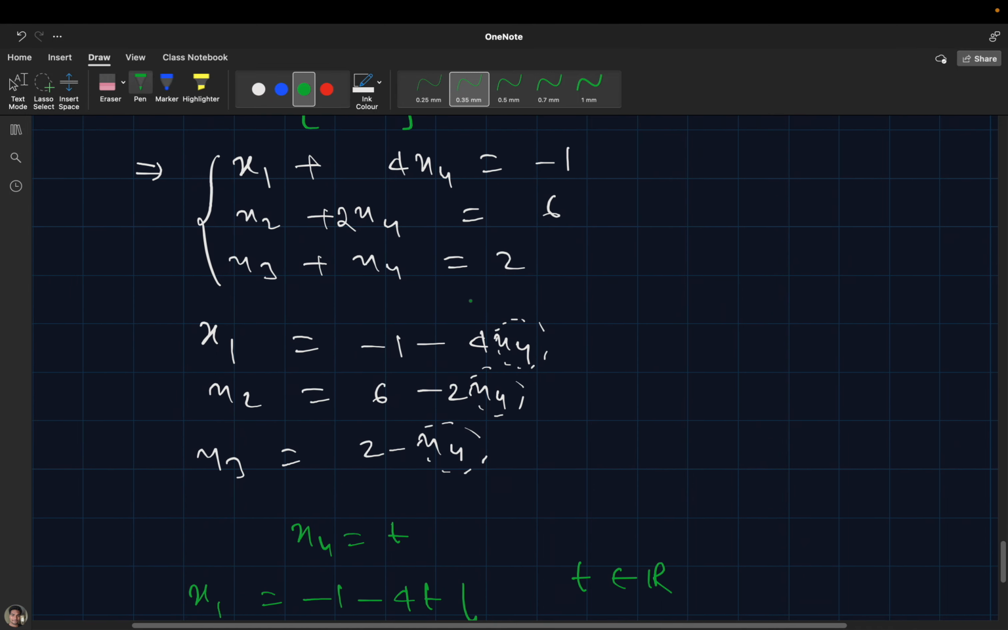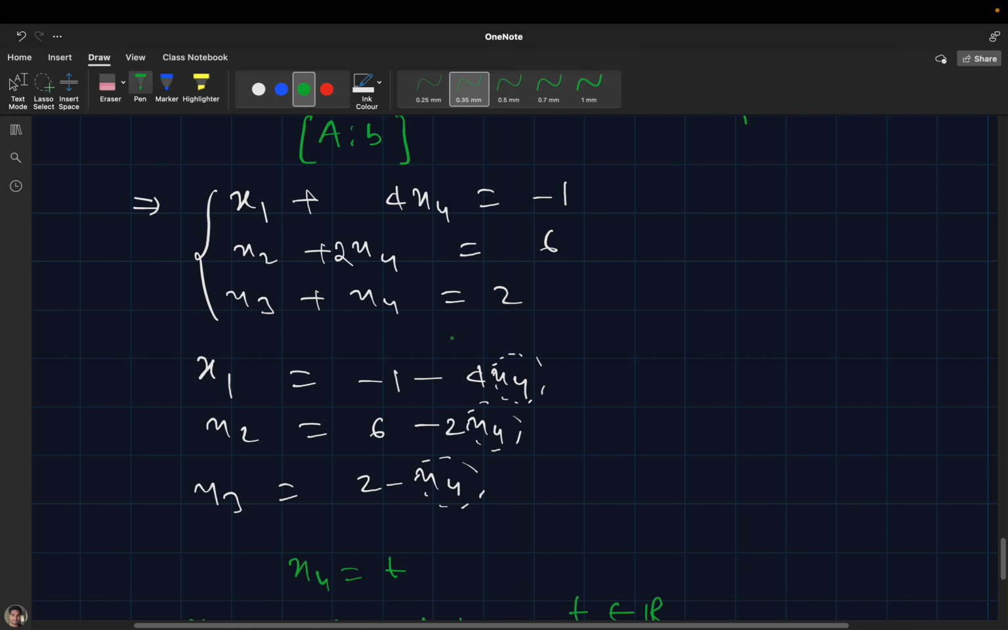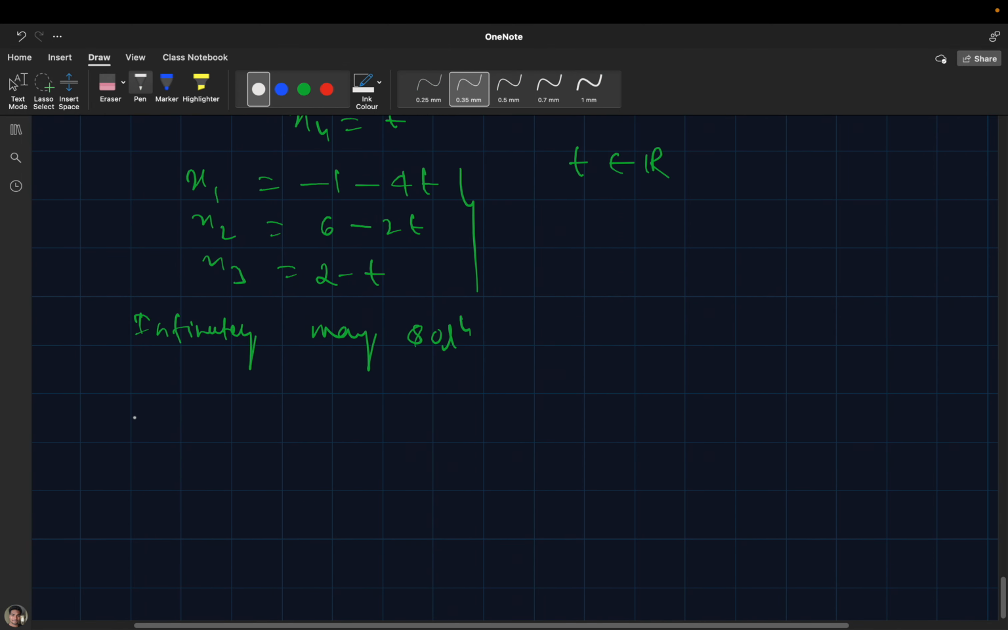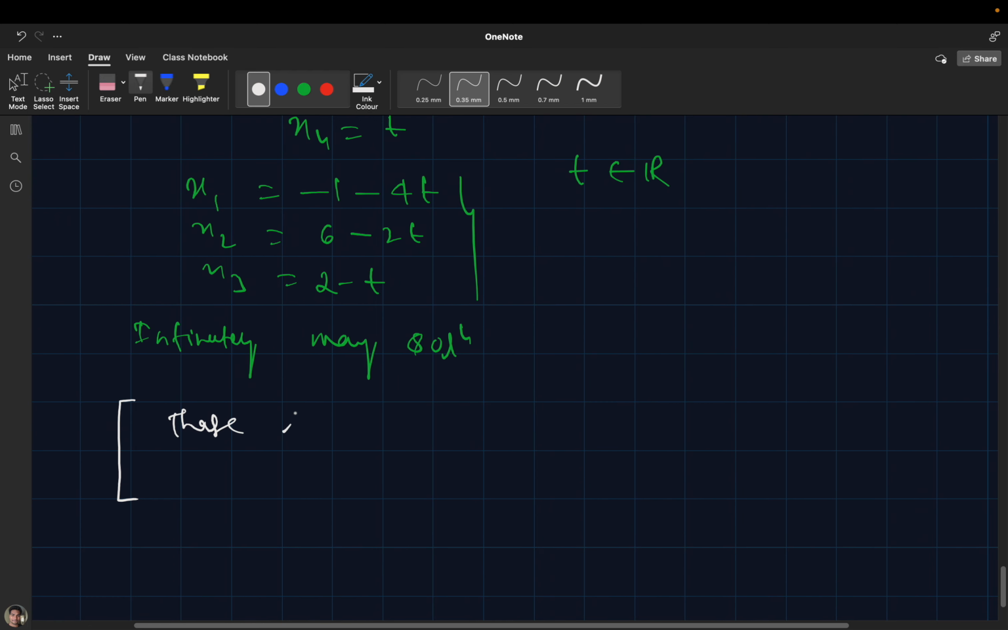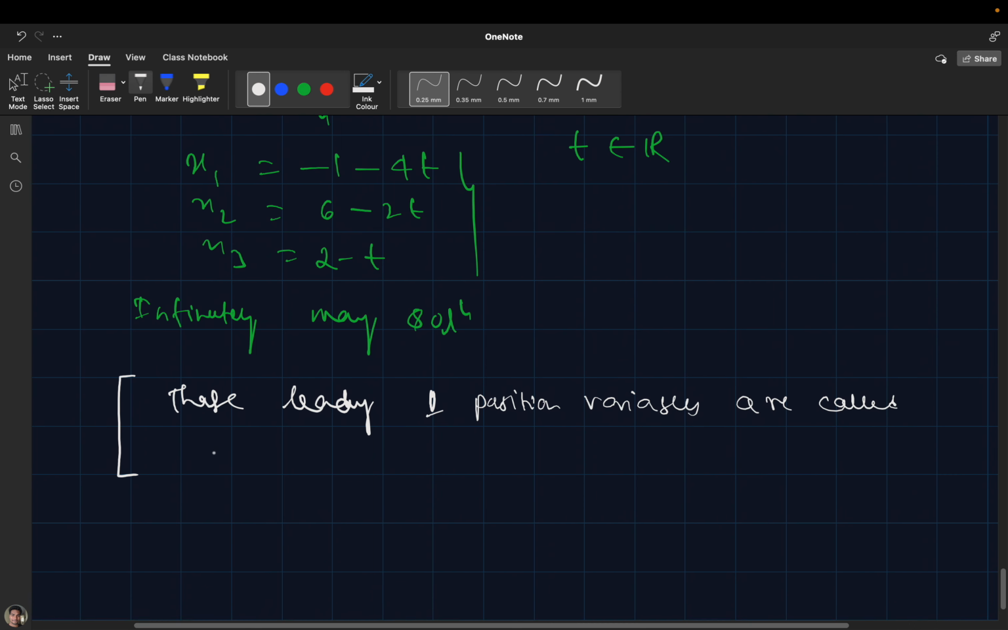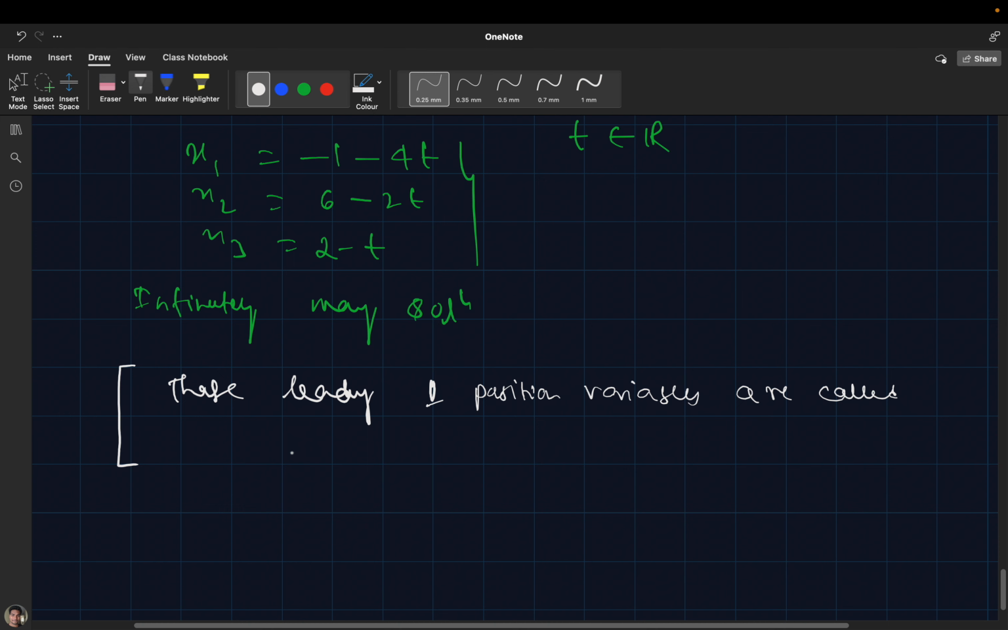So it is easy to solve this. Now, the point I am making is that those leading one position variables are called leading variables, or pivots.